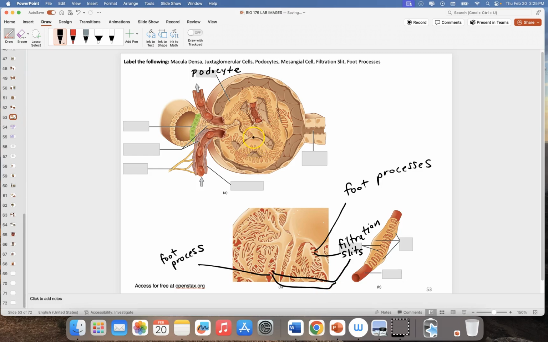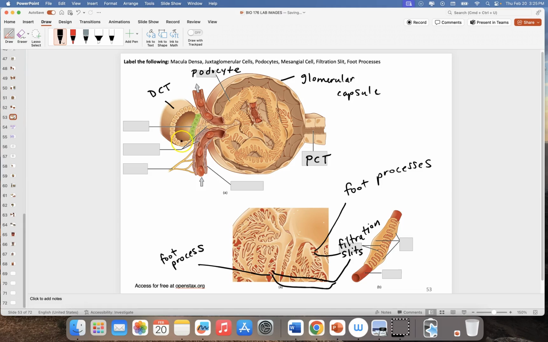If we come back up to our corpuscle, the outer portion, this is our glomerular capsule. This is our proximal convoluted tubule. This is our distal convoluted tubule. And again, those are just helping us to get our bearings here.